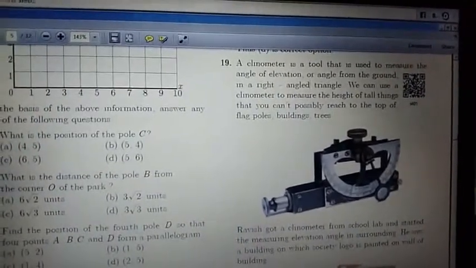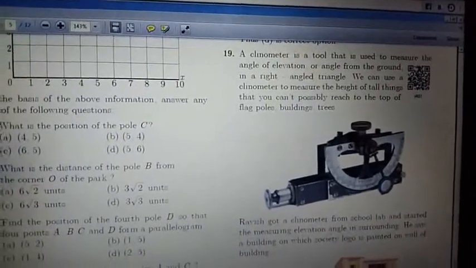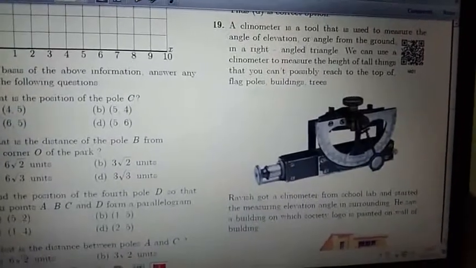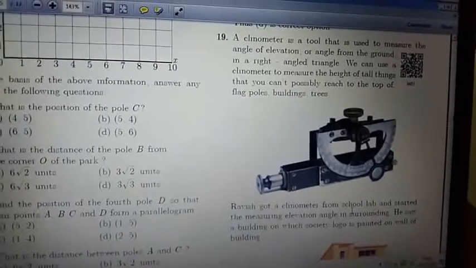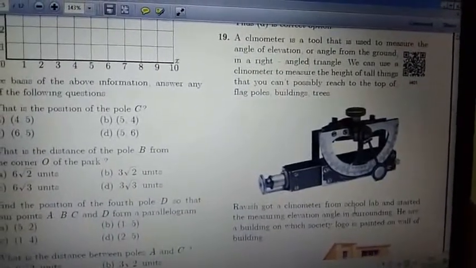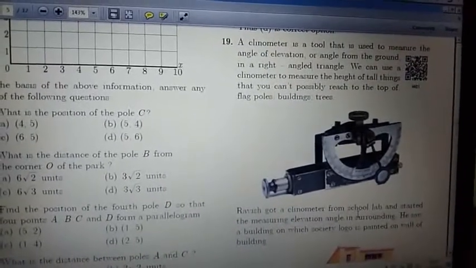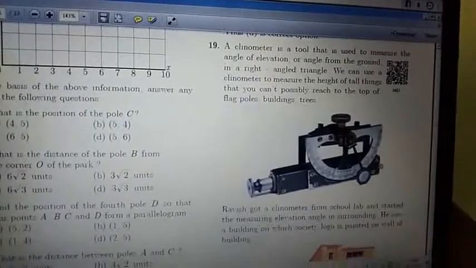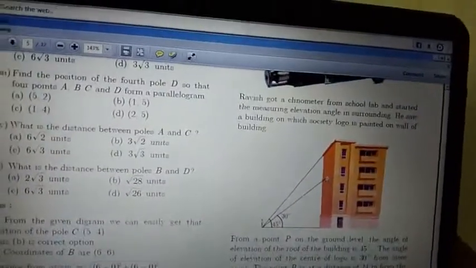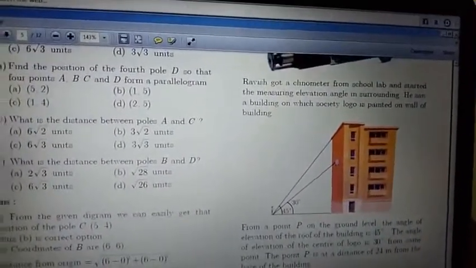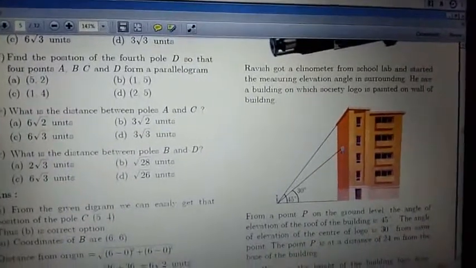We can use a clinometer to measure the height of tall things that you can't possibly reach the top of: flagpoles, buildings, trees. Ravish got a clinometer from the school lab and started measuring elevation angles in the surroundings. He saw a building on which a society logo is painted on the wall. So he wanted to measure something using the clinometer, which he brought from the school lab, right?